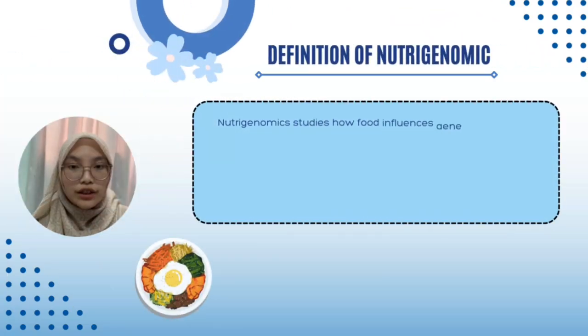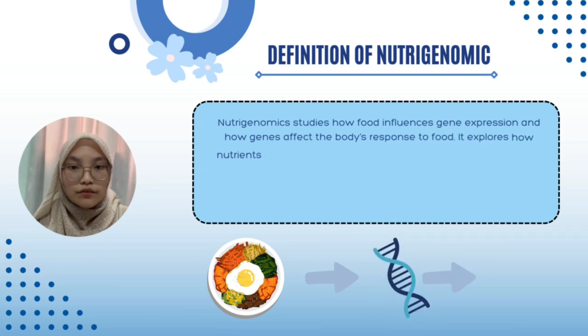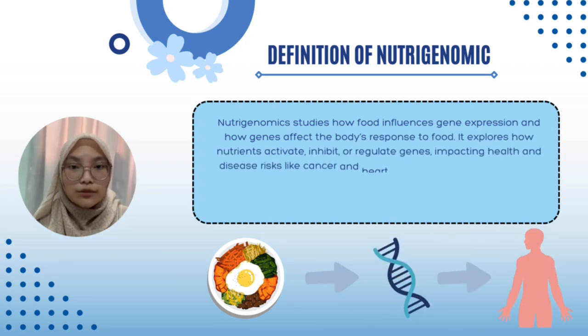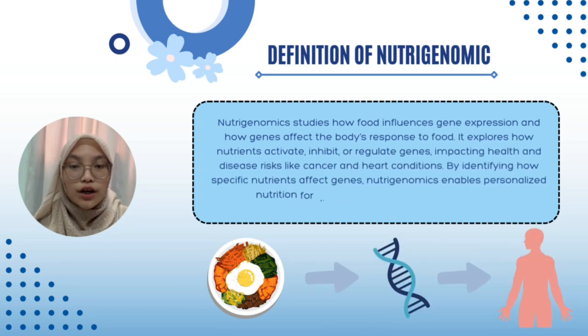Nutrigenomics studies how food influences gene expression and how genes affect the body's response to food. It explores how nutrients activate, inhibit, or regulate genes, impacting health and disease risks like cancer and heart conditions. By identifying how specific nutrients affect genes, nutrigenomics enables personalized nutrition for disease prevention and better health.